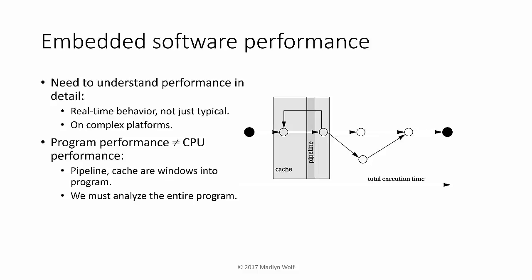Program performance is not the same as CPU performance. For example, the clock rate of a CPU tells us only in the most general terms the performance of our particular program. The pipeline and the cache are windows into the program, and they both affect the execution time of the program. In general, though, we need to look at the flow of execution of the program and analyze the entire program in order to determine the parameters of importance to embedded system design.